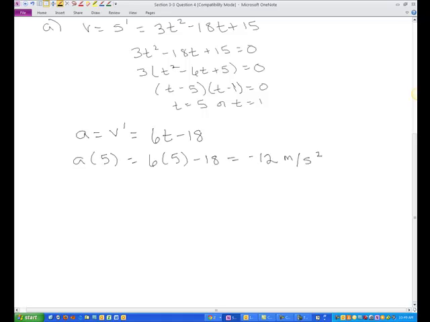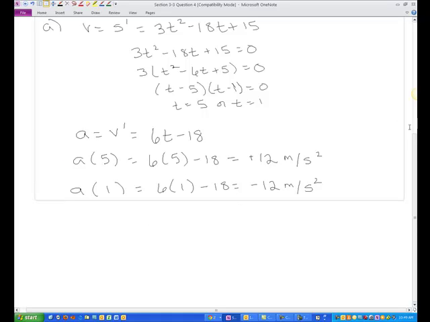Meters per second squared is the unit for acceleration. I'm sorry, I made a mistake there. This is 30 minus 18, which is, of course, positive 12. And then a of 1 is 6 times 1 minus 18, which equals negative 12 meters per second squared. So our acceleration at 5 seconds is 12 meters per second squared, and at 1 second it's negative 12 meters per second squared.